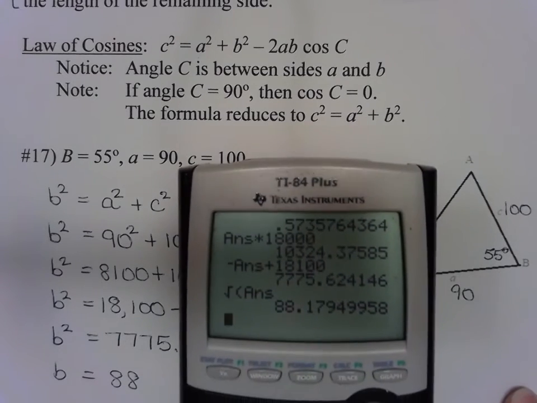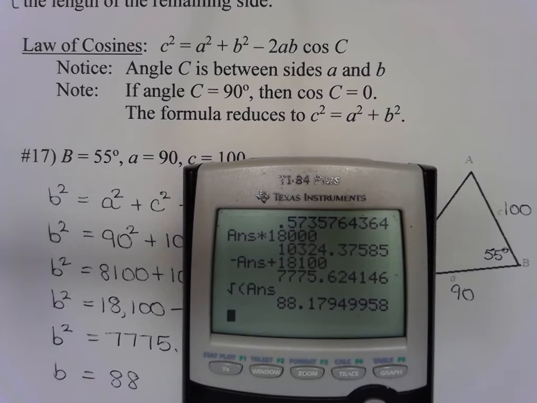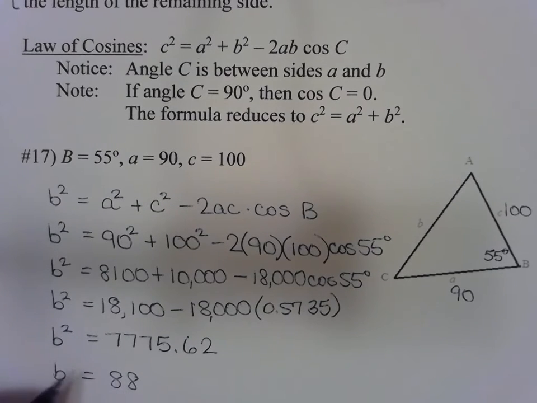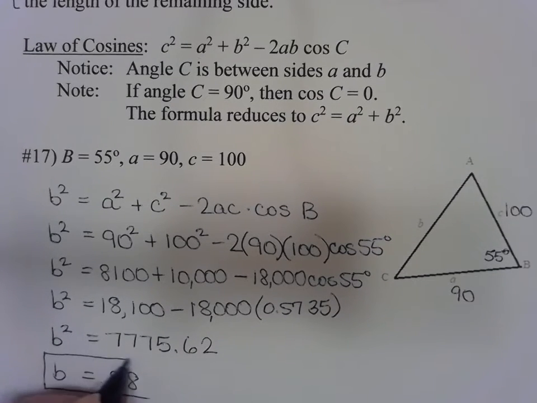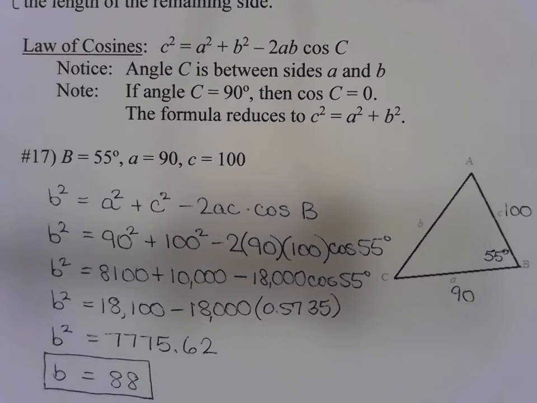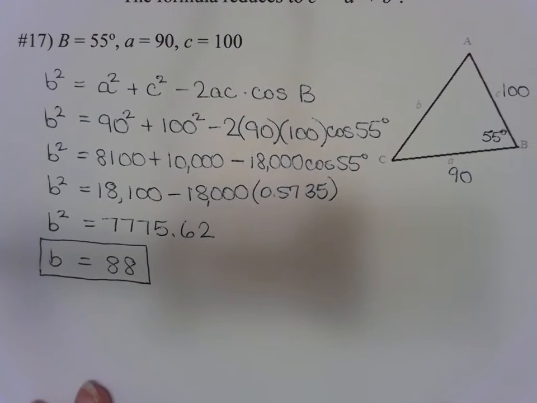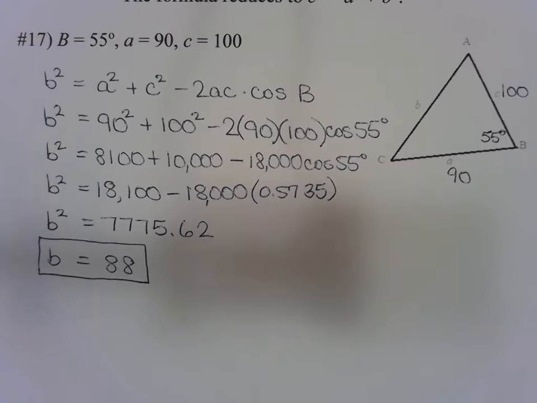I got 88.179. But in this one, I'm not sure if that's meant to be one significant digit or two. I'm going to go with two, okay? So I'm going to round this to 88. It may or may not be correct, but I'm going to do that. It's one significant digit for the sides, but two for the angles, so maybe better off to round it to 90, but I'm not going to do that quite yet.